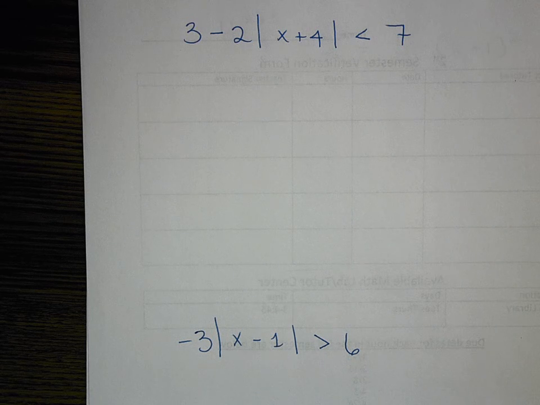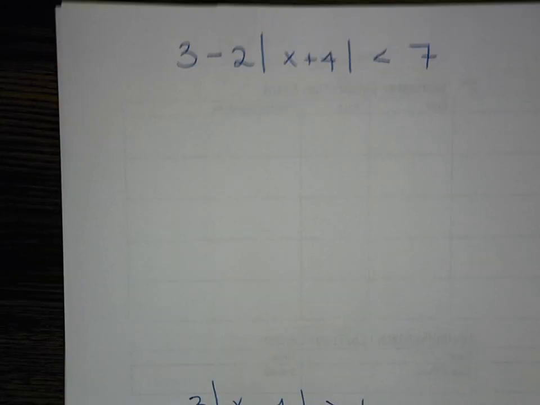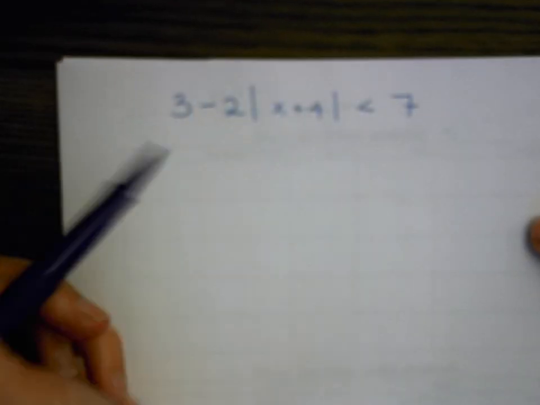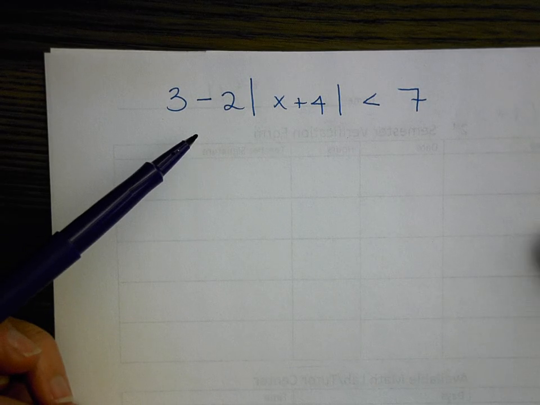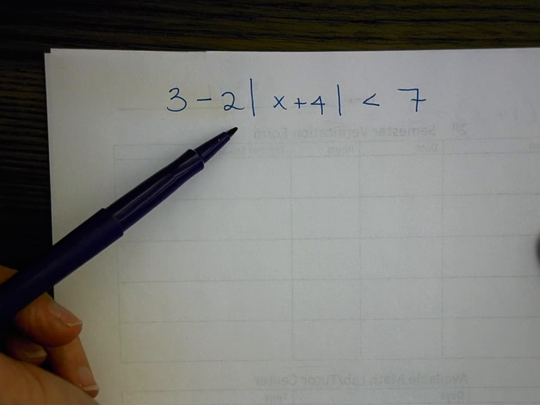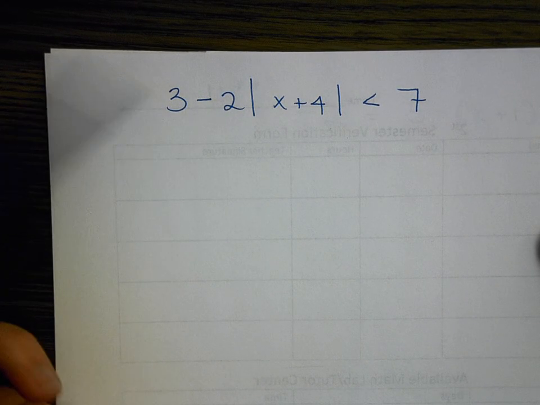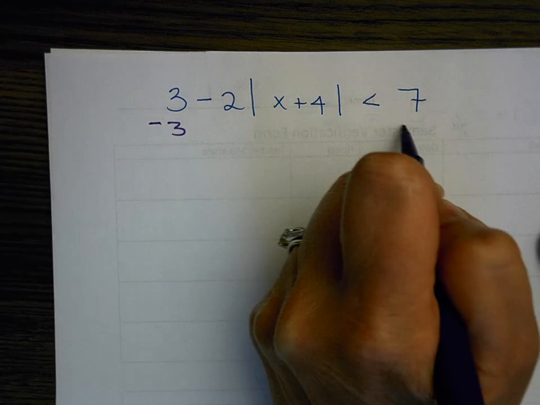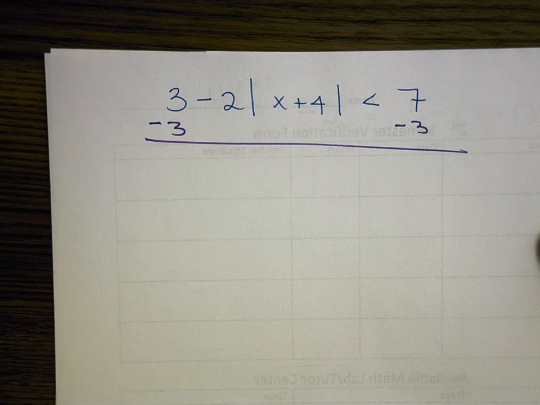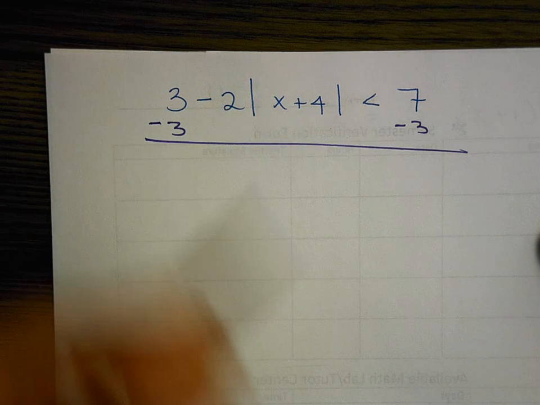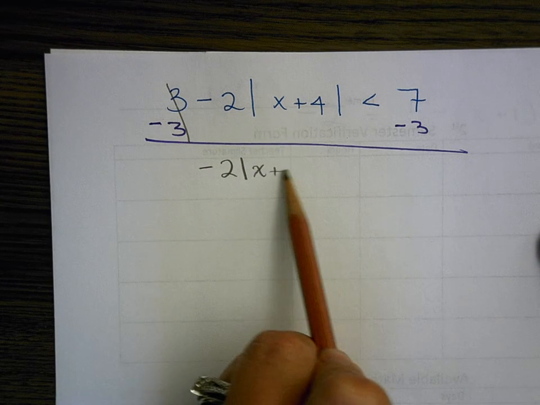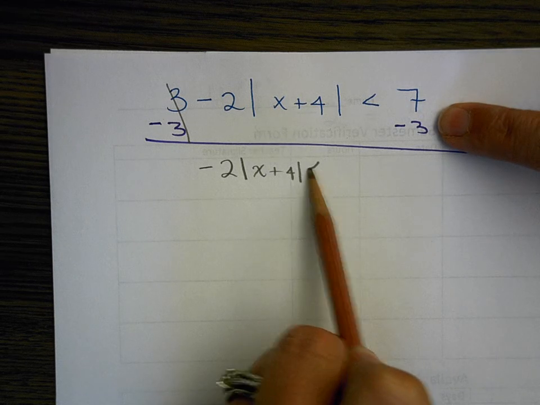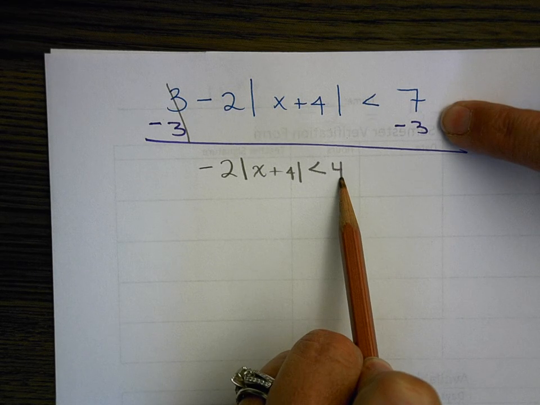To isolate the absolute value, I'm going to get rid of the 3 and get rid of the subtracting 2. In order to do that, we want to make sure we're following the correct order in which we're solving. So we cannot combine the 3 minus 2. I'm going to move the 3 to the other side, so I'm subtracting 3. Once I do that, 3 minus 3 is 0. So then I would have negative 2 absolute value of x plus 4 less than 7 minus 3, which is 4.